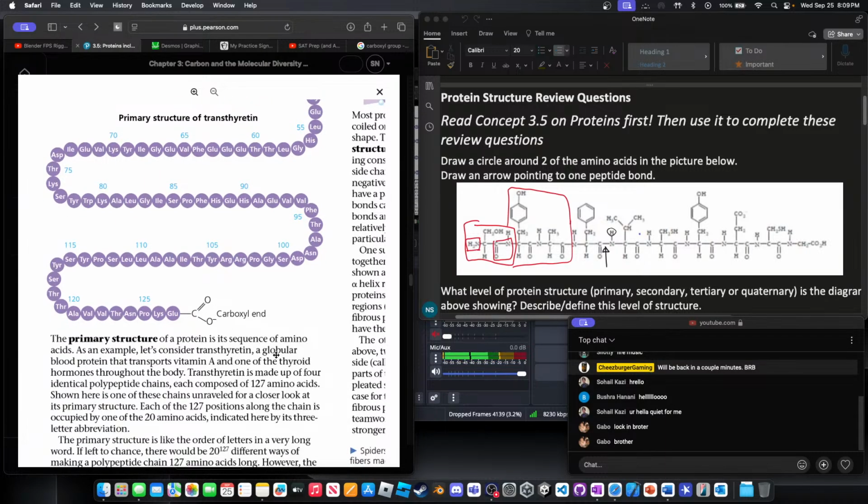A globular blood protein that... sorry, I'm a bit nasally, guys. It's kind of hard for me to speak a little bit. I'm trying my best.